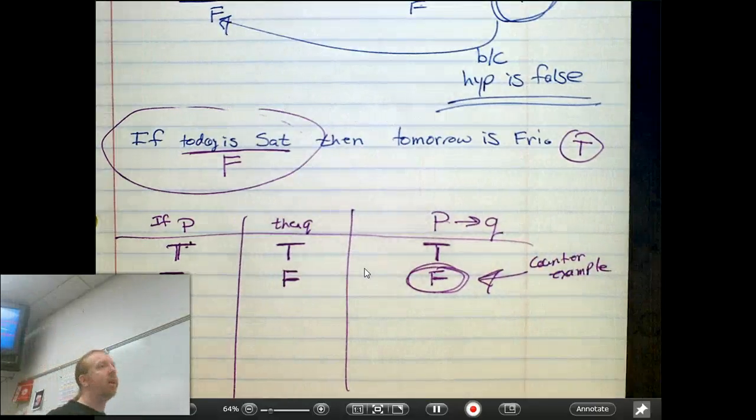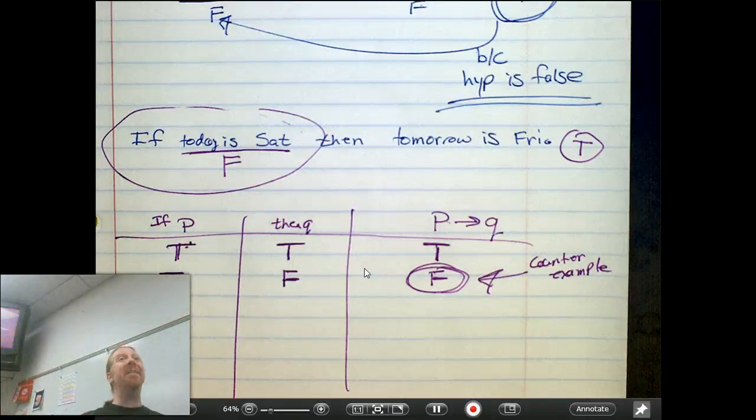So it goes back to what I said before. If I am the president of the United States, then I'm buying ice cream for everybody. That is a true statement because I am not the president. So in order to say that I'm wrong, that that statement is false, you need to find an example where I become the president and I don't buy everybody ice cream.